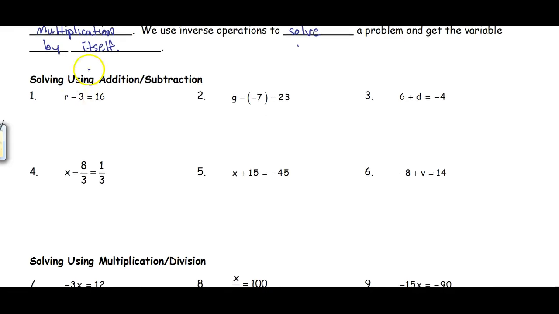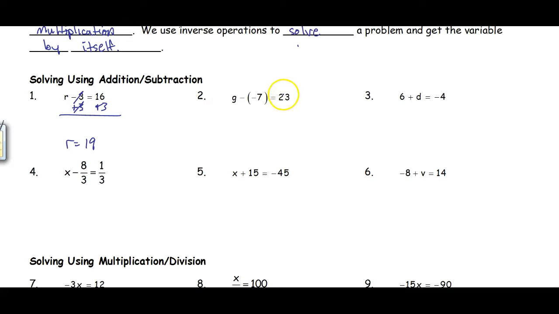R minus 3 equals 16. Our goal is to get R by itself. So how are we going to do that? We have to get rid of our negative 3 here. What's the opposite of negative 3? Adding 3. So you get R equals, because these cancel out, 16 plus 3, R equals 19. Okay, you're always looking to do the opposite.